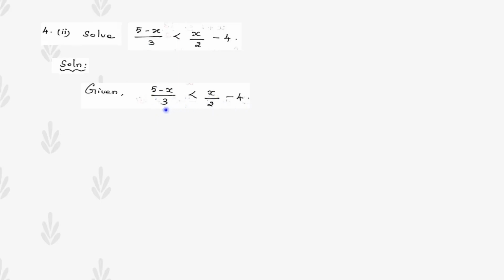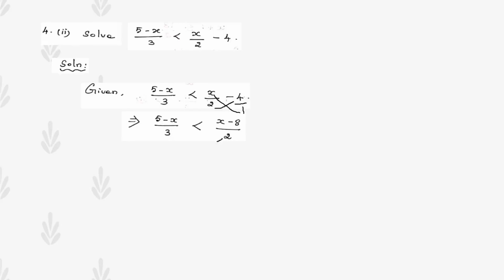Here this 3 is common for both the numerators, but this 2 is only for this numerator alone. So there is no denominator, which means you have to consider that as 1. So next you have to cross multiply these two terms. We will get 5 minus x divided by 3 less than, after cross multiplying, x minus 8 divided by 2.